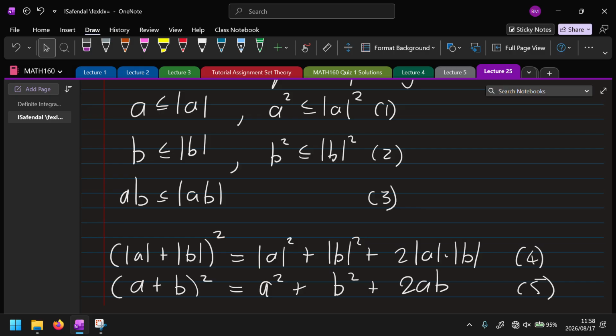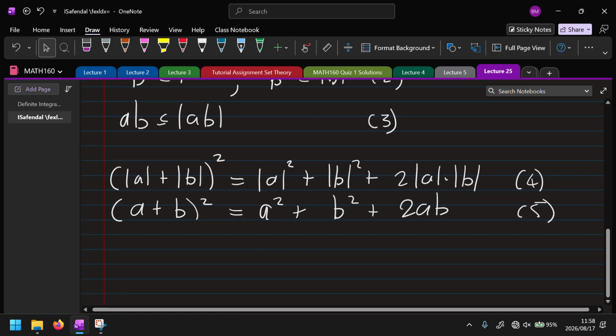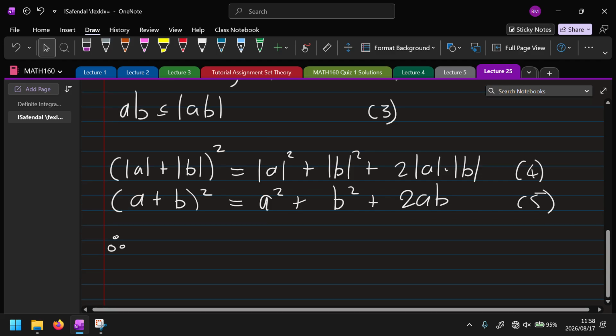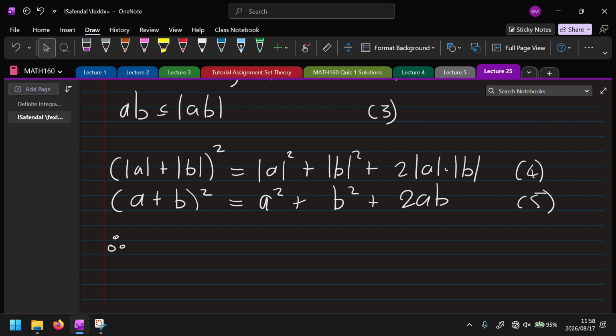Let's look at the third one. We have 2 times the absolute value of a times b, and 2ab. Right? From equation 3 there, the third one is smaller. So each one is smaller than in equation 4. Therefore, the second one here must be smaller than the first one, because each one was smaller, so it must be smaller.